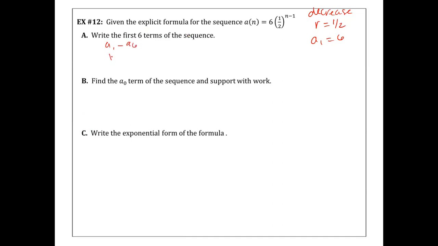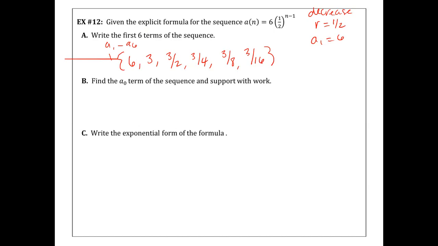So what is our A1? It's 6. Then we have 3. Then we have 3/2. Then we have 3/4. Then we have 3/8. Then we have 3/16. Each one is being multiplied by 1/2. So 6/2 is 3, and 3/2 is 3/2. So we're multiplying each one by 1/2.